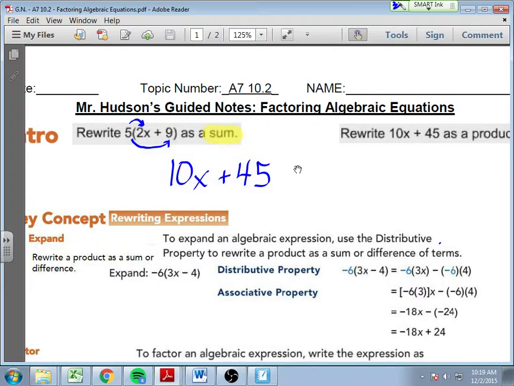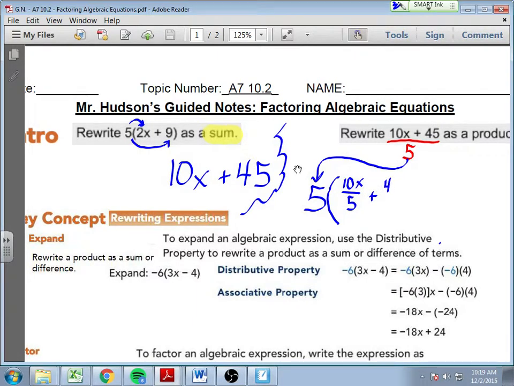Class? 5. We're doing the opposite of what we just did. So what you want to show is division by 5. Draw that on your paper right now, please. And then that 5 is actually going to travel to in front of our parentheses. And what's going to fall in our parentheses will be the 10x divided by 5 and the 45 divided by 5, which then gives us 5 times 2x plus 9. That's all you have to do to factor: it's the opposite of distribution.